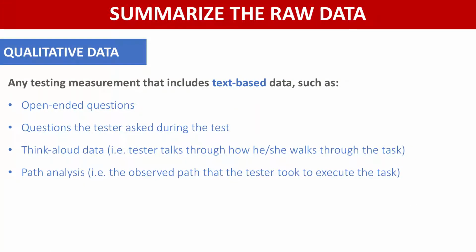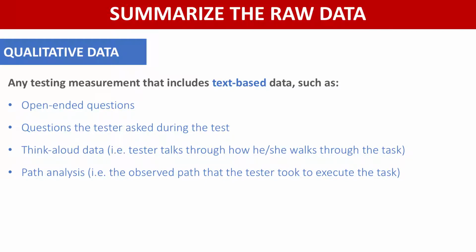Now let's take a look at how we can summarize qualitative data, which, remember, are any testing measurements that include text-based data, usually allowing the tester to talk about their opinions or their ideas based on what they tested. This can include types of questions like open-ended questions or any other types of questions that the tester actually asked during the test itself. So if they were confused and asked, well, I'm not quite sure where I should click, right? This is a great type of question to log during the test as qualitative data.